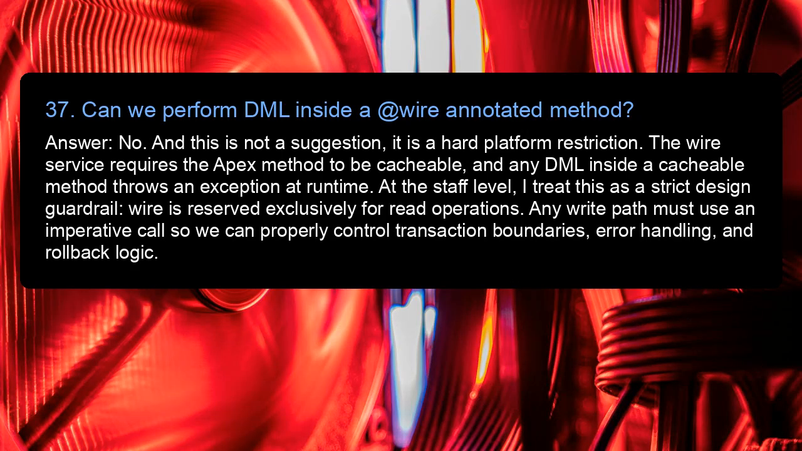37. Can we perform DML inside a wire-annotated method? Answer: no. And this is not a suggestion, it is a hard platform restriction. The wire service requires the Apex method to be cacheable, and any DML inside a cacheable method throws an exception at runtime. At the staff level, I treat this as a strict design guardrail. Wire is reserved exclusively for read operations. Any write path must use an imperative call so we can properly control transaction boundaries, error handling, and rollback logic.